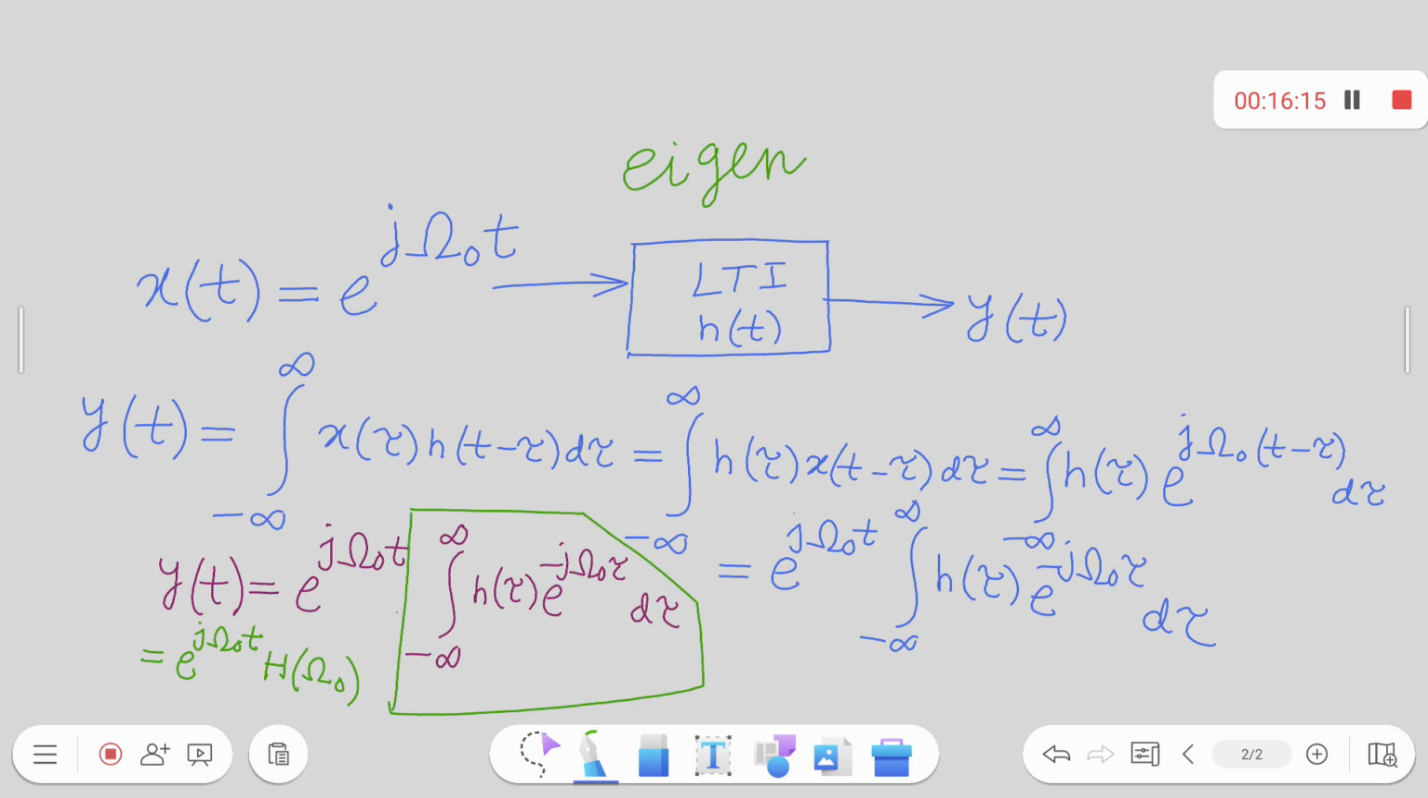Similarly, that is the scenario for the continuous time case. Similarly, for the discrete time case, you can also check. For discrete time case, what are we going to apply? We are going to apply x of n.